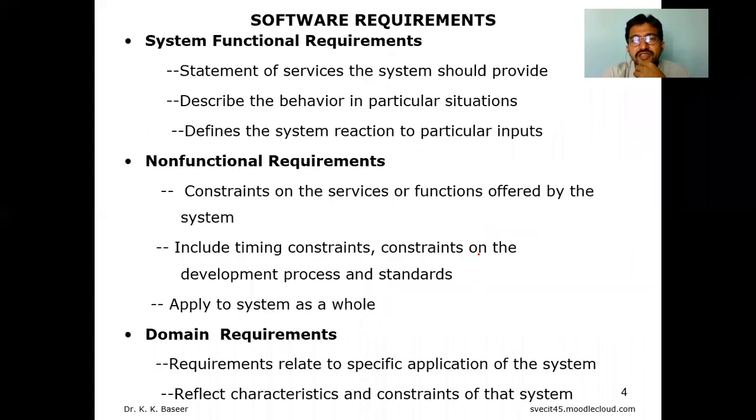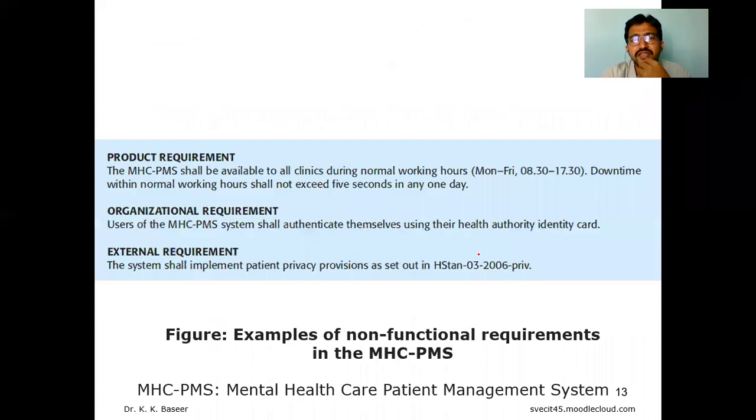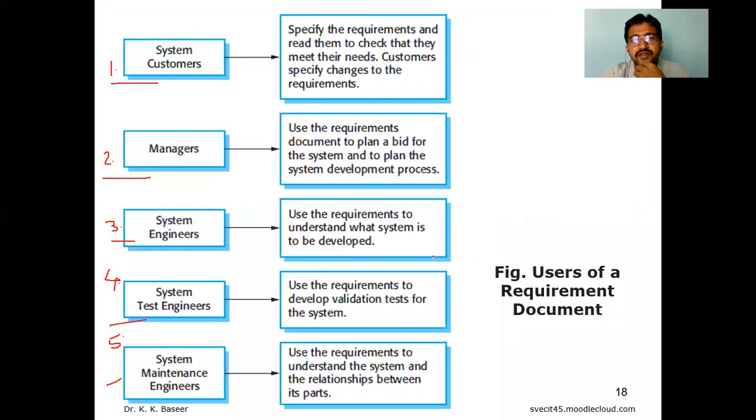From whom we are going to record the statements: these are the persons, as I showed you just now. We are going to record the statements, all in the form of natural language, right? So 1, 2, 3, 4, 5 different users, or five different roles, who are going to be involved in this system or software requirement documentation. The system customer is going to specify the requirements and read them to check whether they meet the needs or not. The customer specifies the changes, to check whether the specified requirements are met.